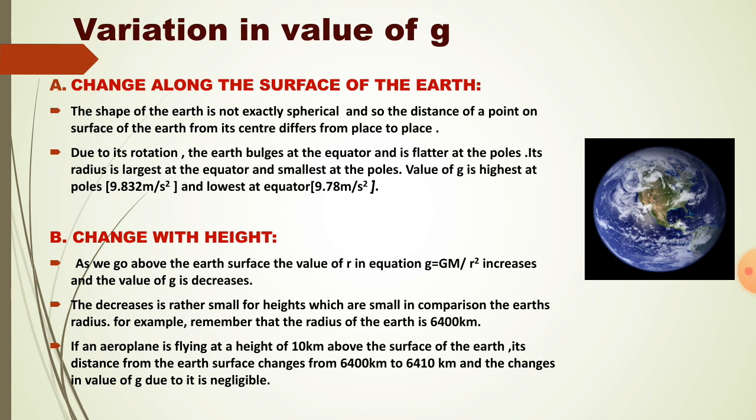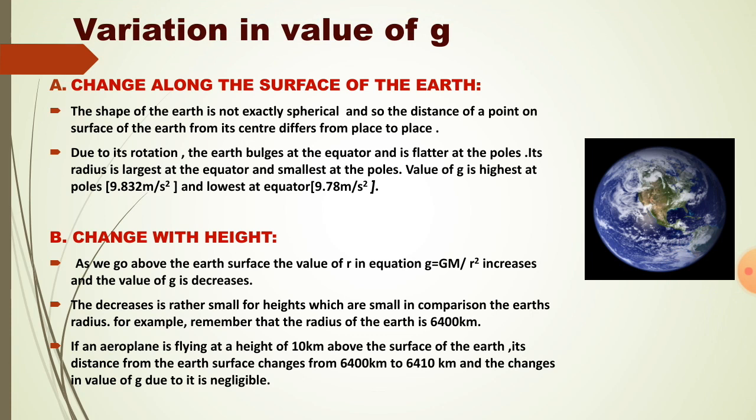The shape of the earth is not exactly spherical, and so the distance of a point on the surface of the earth from its center differs from place to place. Due to earth's rotation, the earth bulges at the equator and is flatter at the poles. Its radius is largest at the equator and smallest at the poles, and the value of g is highest at the poles, that is 9.832 meter per second square, and it is lowest at the equator, that is 9.78 meter per second square.